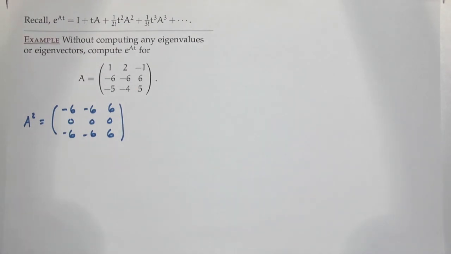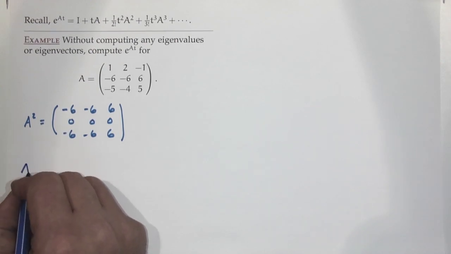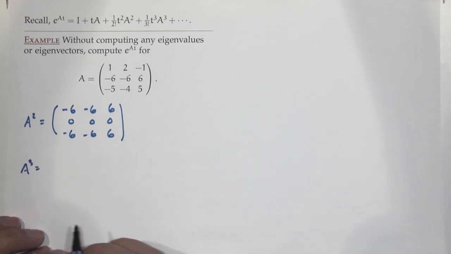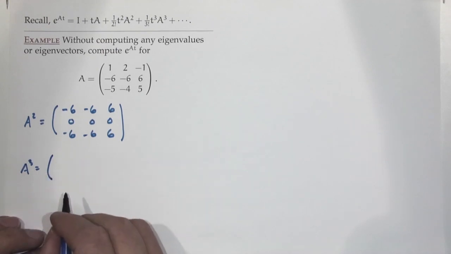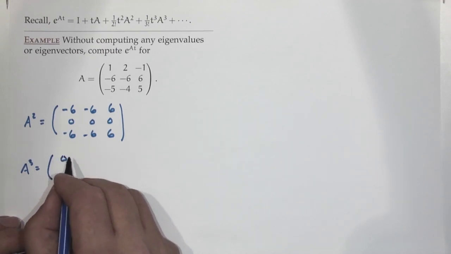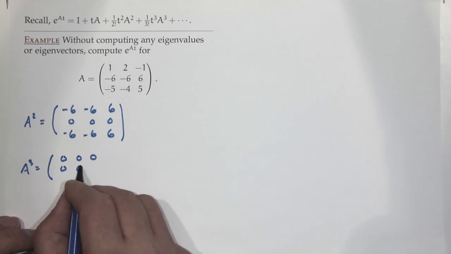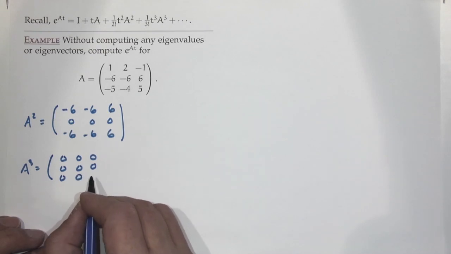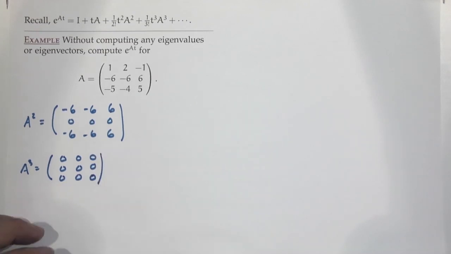A cubed. Okay, so now we can work that out, or you can trust me. Do you have a preference? Wow, you guys are great. I like that. Now, A cubed is 0, 0, 0, 0, 0, 0, 0, 0, 17. No, just kidding. It's all zeros. Okay, what else will we need?